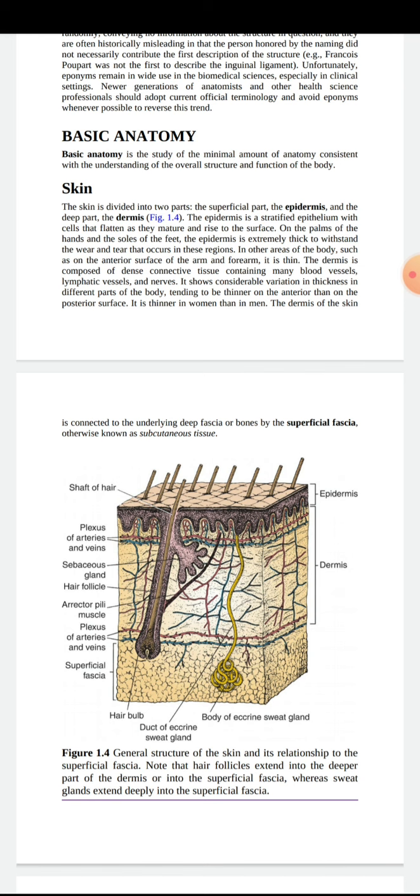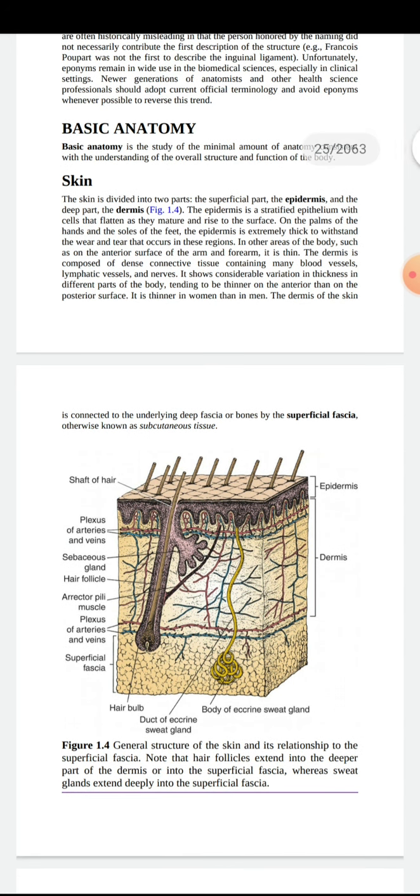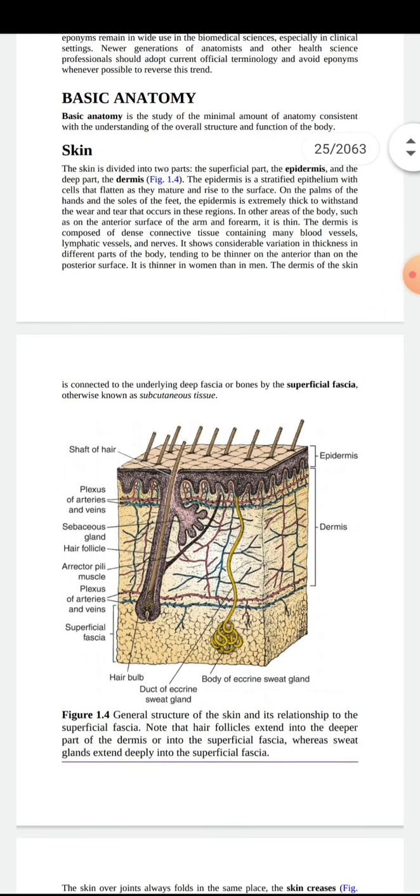You can see the superficial fascia and the hair bulb and the body of the eccrine sweat gland, the duct of the eccrine sweat gland. The sweat gland is composed of the secretory part and the excretory duct. It is located in the superficial fascia. Another name for the superficial fascia is the subcutaneous tissue. See the erector pili muscle, sebaceous gland, and the hair follicle all together are called the piloerector complex, pilosebaceous complex.